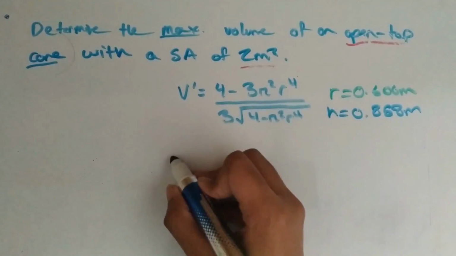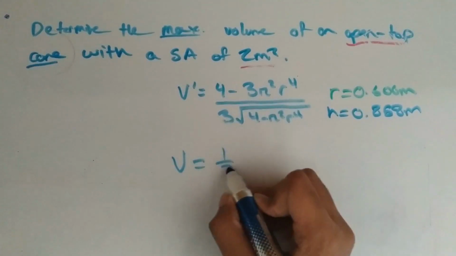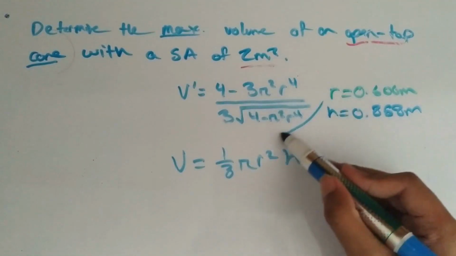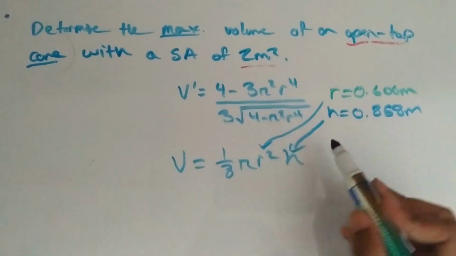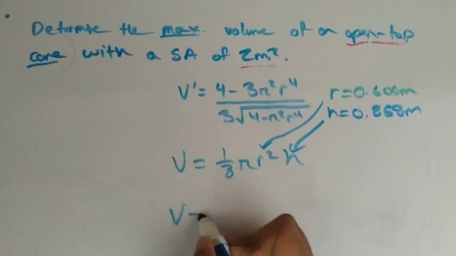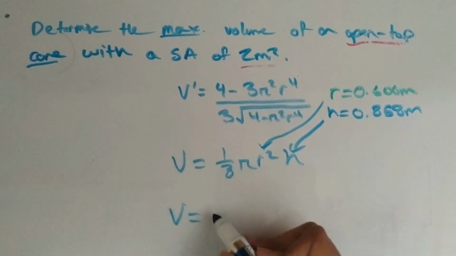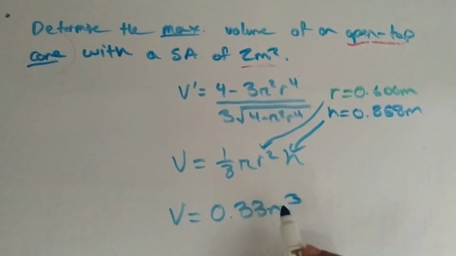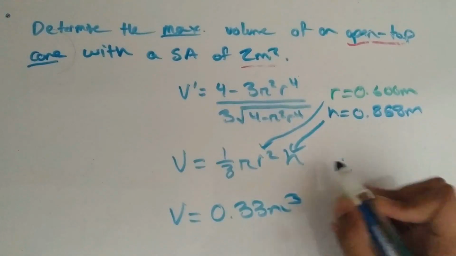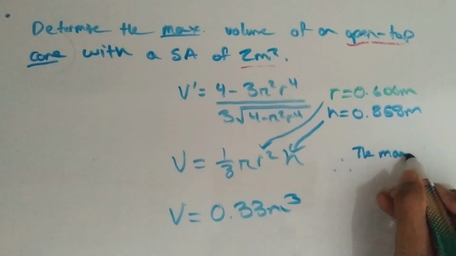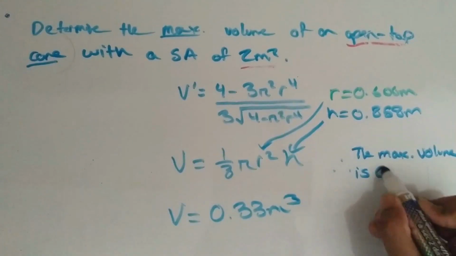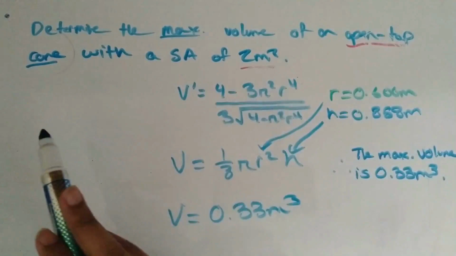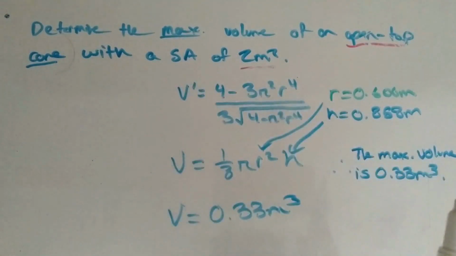So now that we've found our two values, r and h, that maximize our volume, we have all we need to solve for the volume. So V equals 1/3 pi r squared h, and we can just sub that in there, sub this in here, and what we'll end up with, if you plug this into your calculator, is that the maximum volume is 0.33 meters cubed. So that is the maximum volume. We can write our therefore statement, concluding statement. The maximum volume is 0.33 meters cubed. And there we go. So that is the maximum volume of an open top cone with a surface area of 2 meters squared.